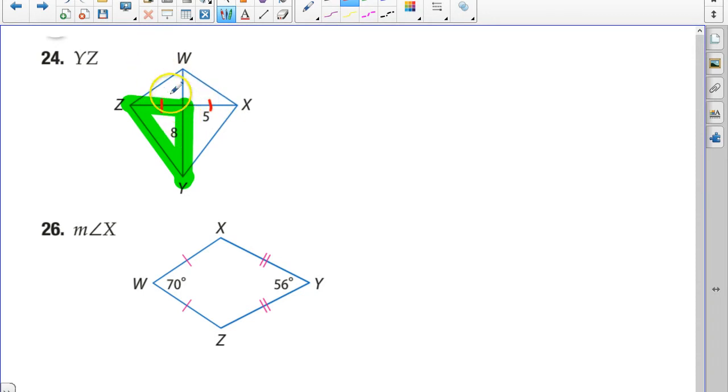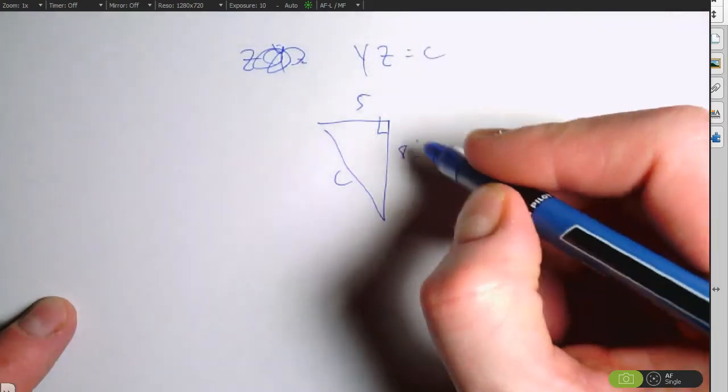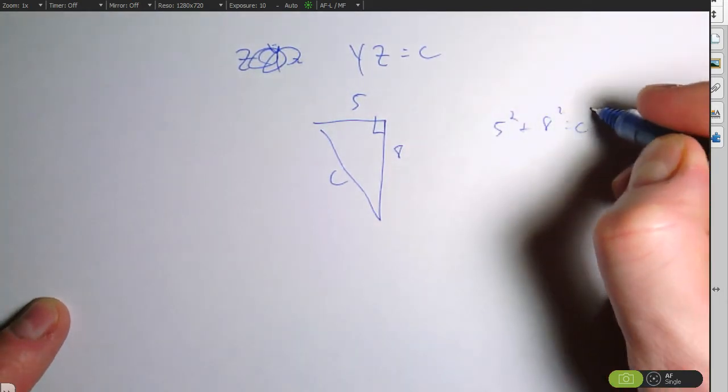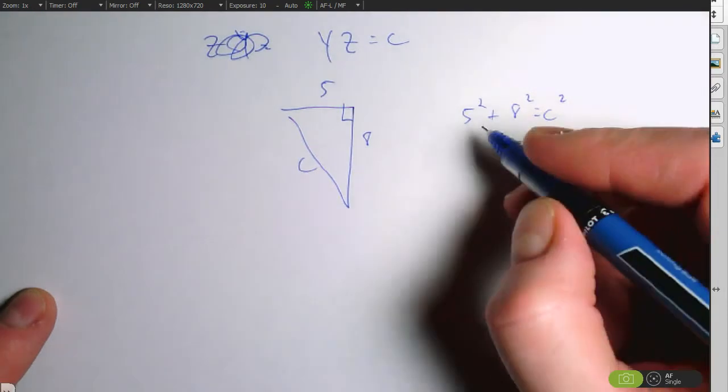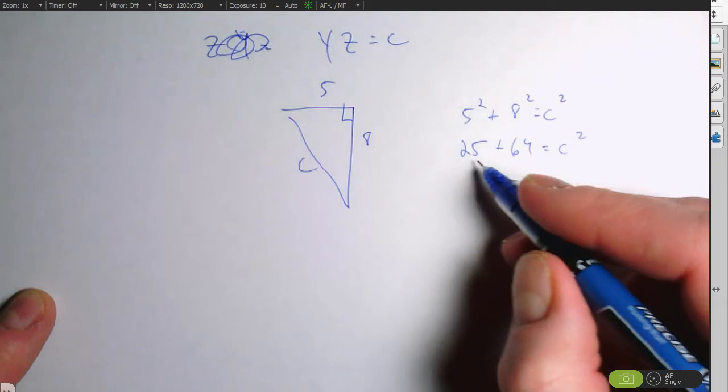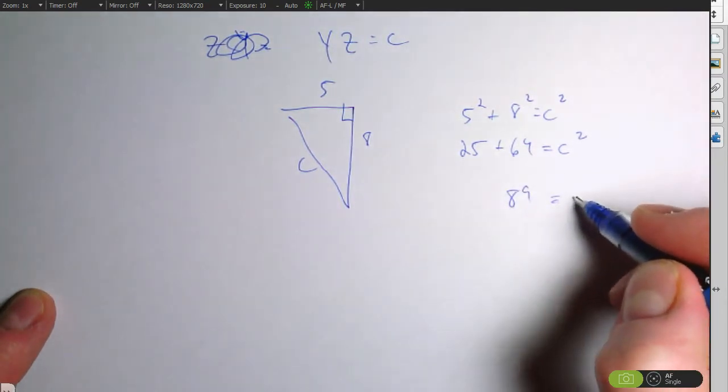So what we're going to use is the Pythagorean theorem to do this. So YZ is the hypotenuse. And then I'll set up my right triangle. So 5 squared plus 8 squared will equal C squared. For right now, we get to be really lazy. 5 squared is 25. 8 squared is 64. So this ends up being 89 equals C squared.